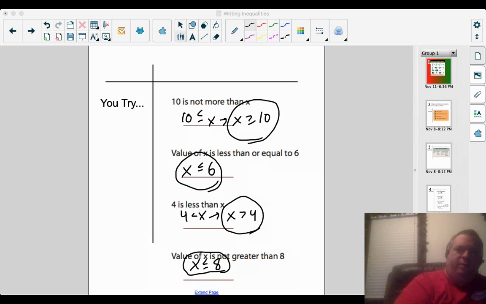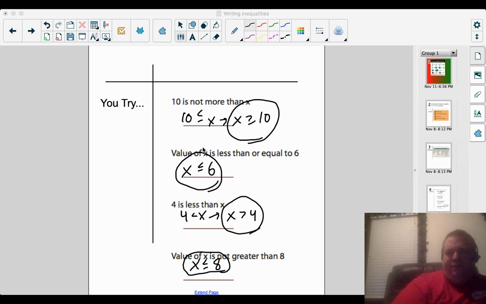All right, welcome back, everybody. Hopefully these are the answers that you got. 10 is not more than x. Well, if it's not more than x, that means it's either less than or equal to x. Those are the only other options. So 10 is less than or equal to x, which we'd want to switch around so that the x is coming first. We'd write that as x is greater than or equal to 10. So remember, when those switch, the alligator mouth is facing the x. It's got to still flip around to face the x when we change it.